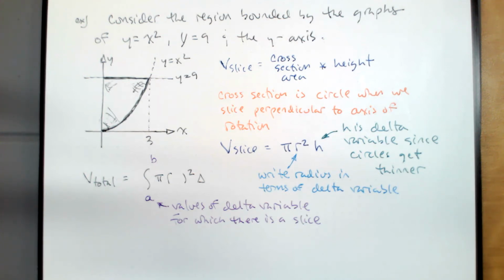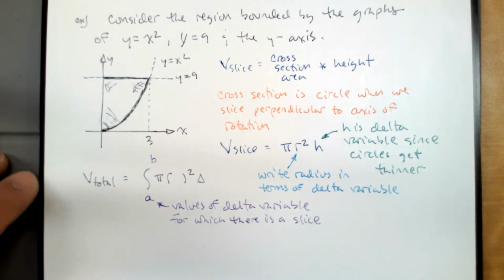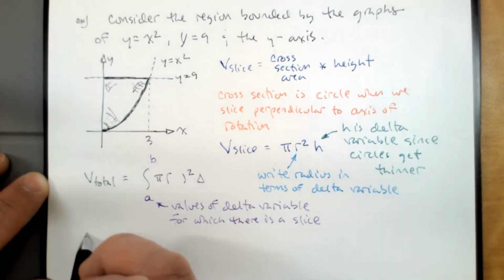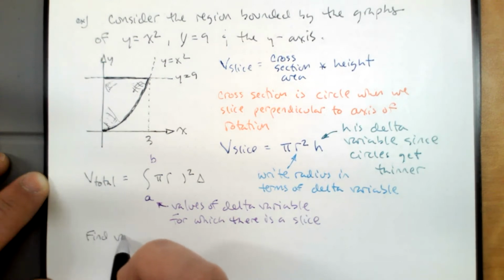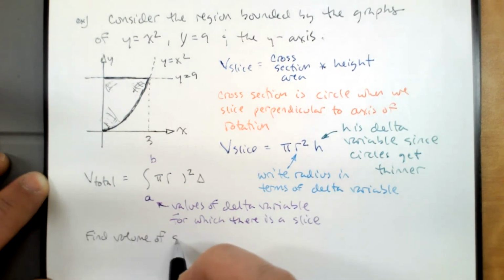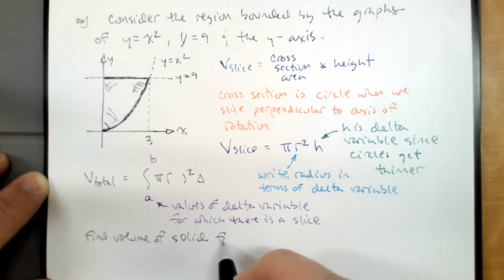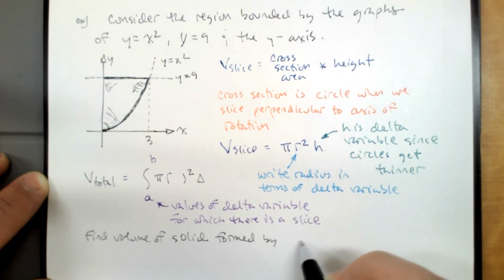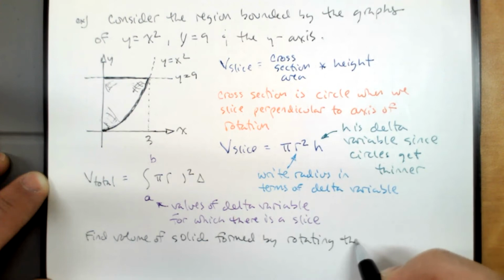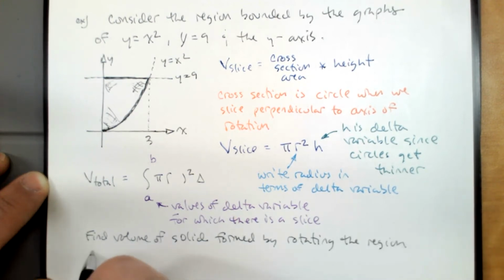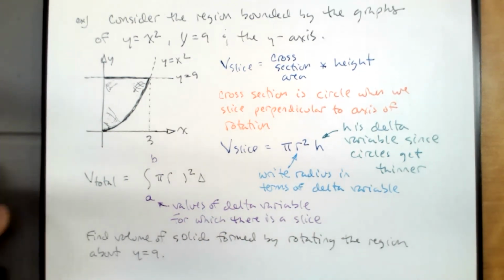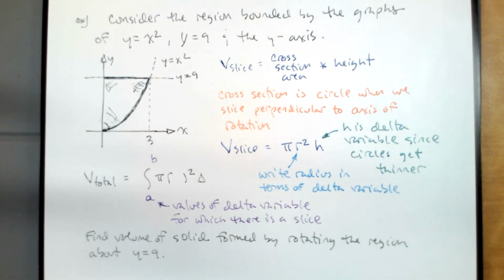Let's take this region with the parabola and rotate it around the line y equals 9. Let's find the volume of the solid formed by rotating the region. So we're going to use y equals 9, that top boundary, as our axis of rotation.